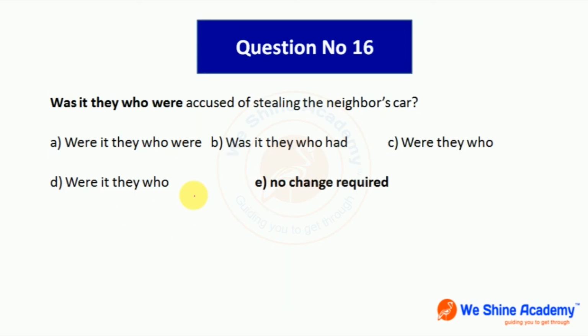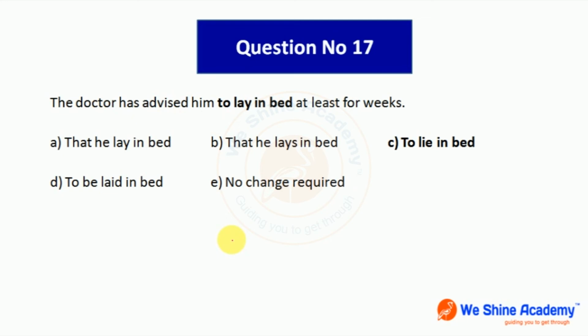Question 16. Was it they who were accused of stealing the neighbor's car? So here they have talked about persons, they. So they were is correct. So I think there is no error in this part of the sentence. So the answer is option E, no change required. Question number 17.